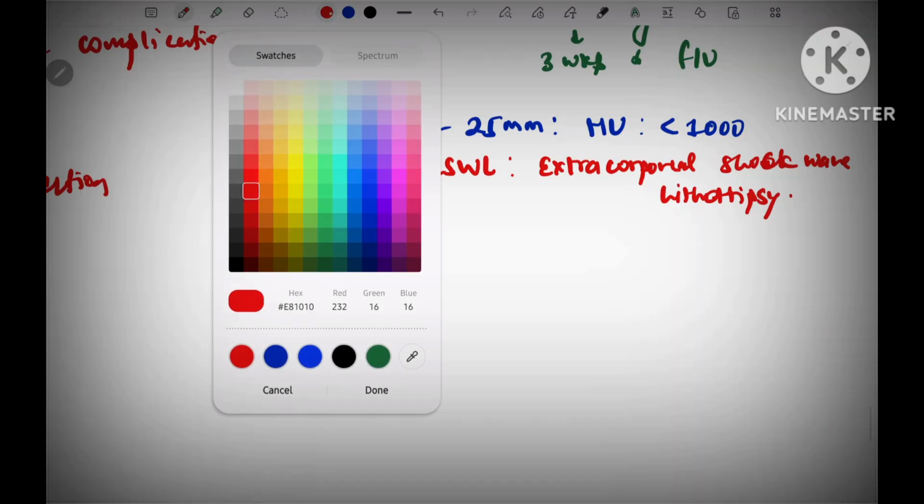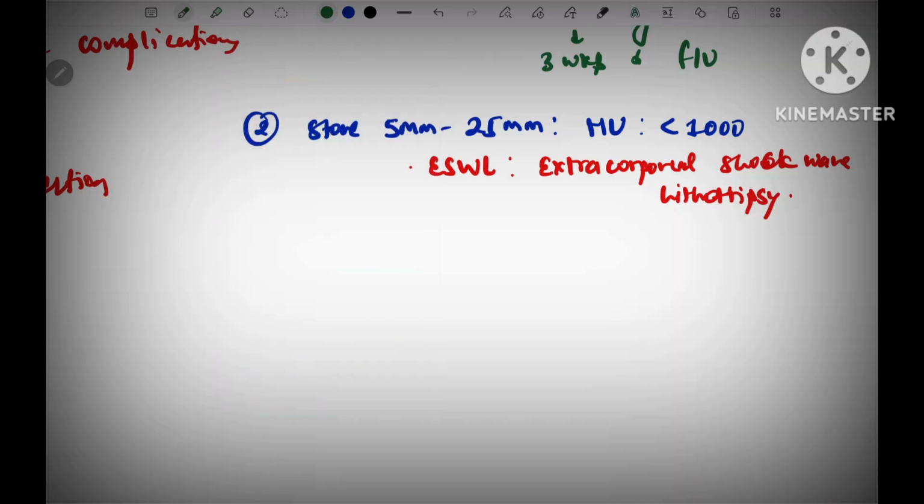Now, for giving this ESWL, what are the things we have to consider? For ESWL, the skin to stone distance should be less than 10 centimeter, because we are giving shock to the stone so that it gets fragmented, and after fragmentation it becomes smaller in size and passes. But for giving that shock to the stone, the distance from skin to stone should be less than 10 centimeter.